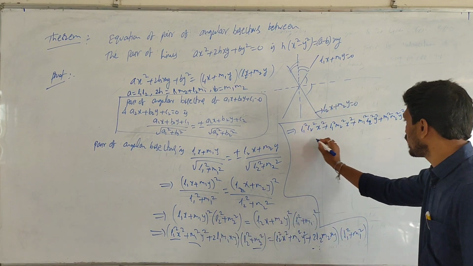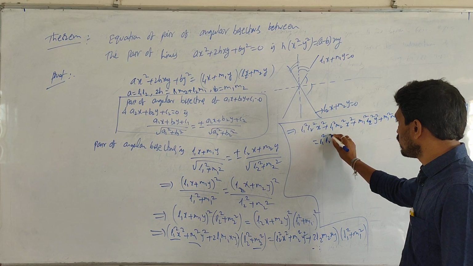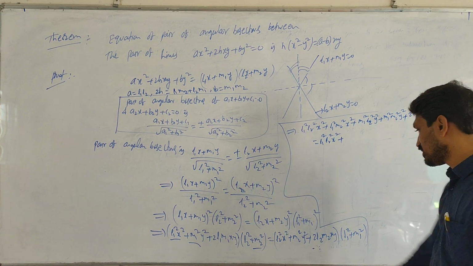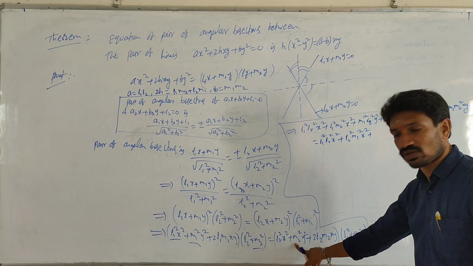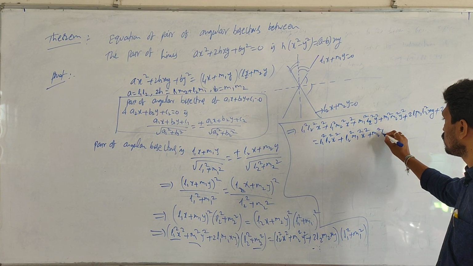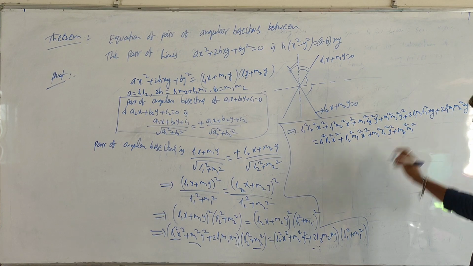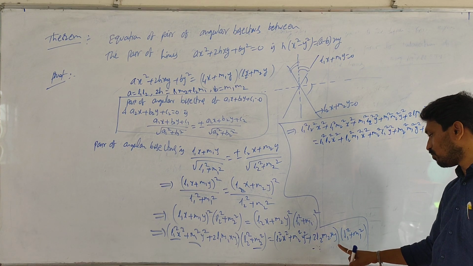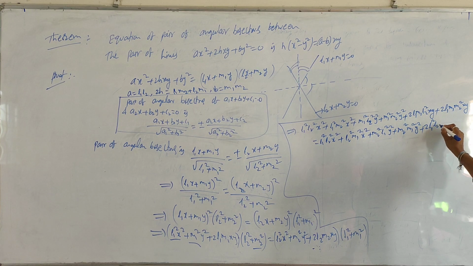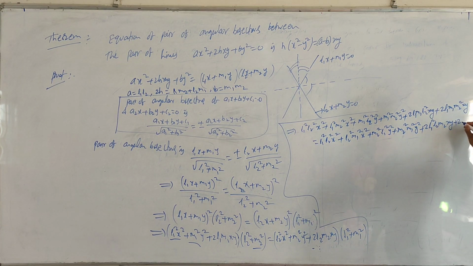So this side is completed. Now I am writing the second side, the right side. Same: l2 square x square into l1 square, that means l1 square l2 square x square, plus l2 square x square into m1 square, that is l2 square m1 square x square, plus next, m2 square l1 square y square plus m2 square m1 square y square, plus 2 l2 m2 xy l1 square, that means 2 l1 square l2 m2 xy, next 2 l2 m2 m1 square xy.